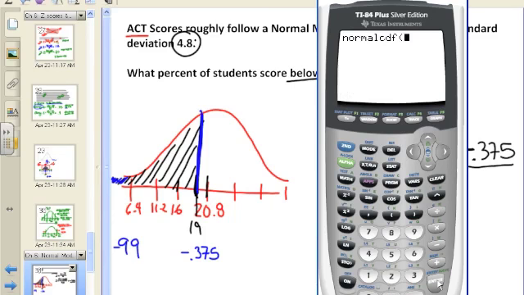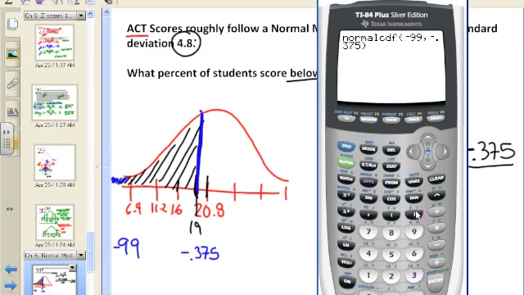Then my calculator needs to know a couple of things. Looking at my picture from left to right, what have I shaded in? Well, remember, the left went forever, but I can't tell my calculator forever, so I'm going to use negative 99. And then I use a comma to indicate I'm going to give it the other endpoint. I've shaded until I get to 19, but my calculator doesn't know we're talking about ACT scores, so I've got to use the z-score numbers. So that's my negative 0.375.